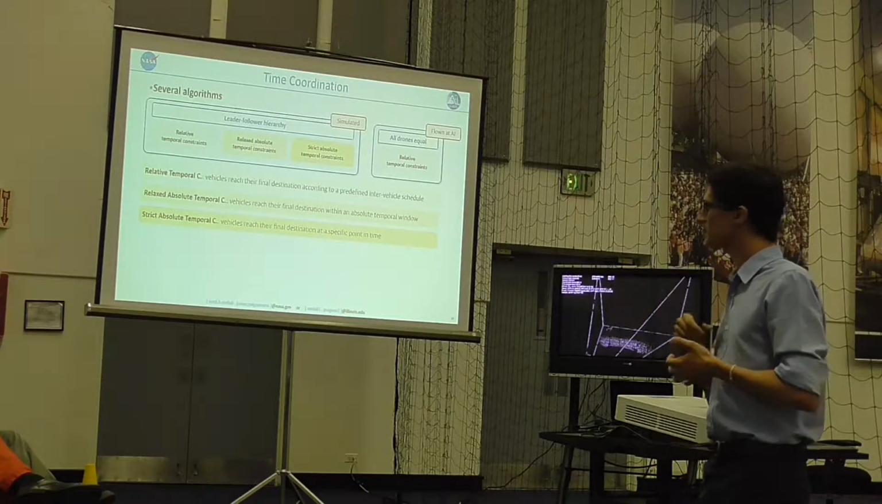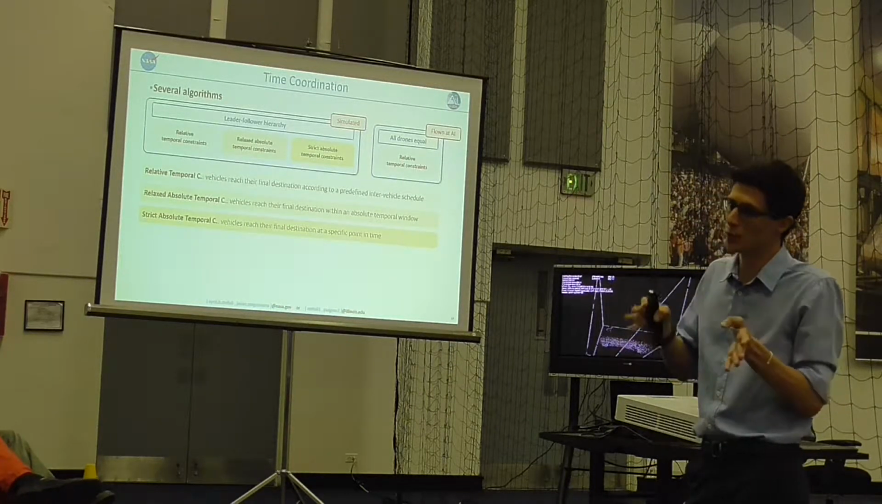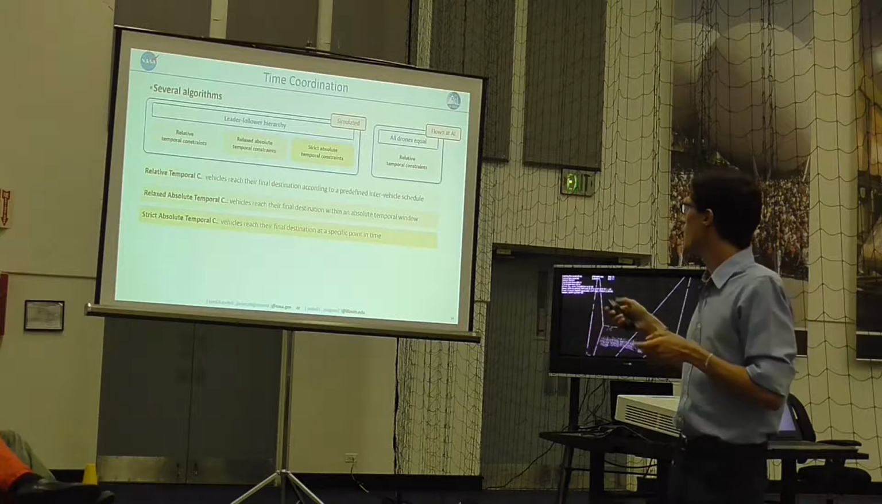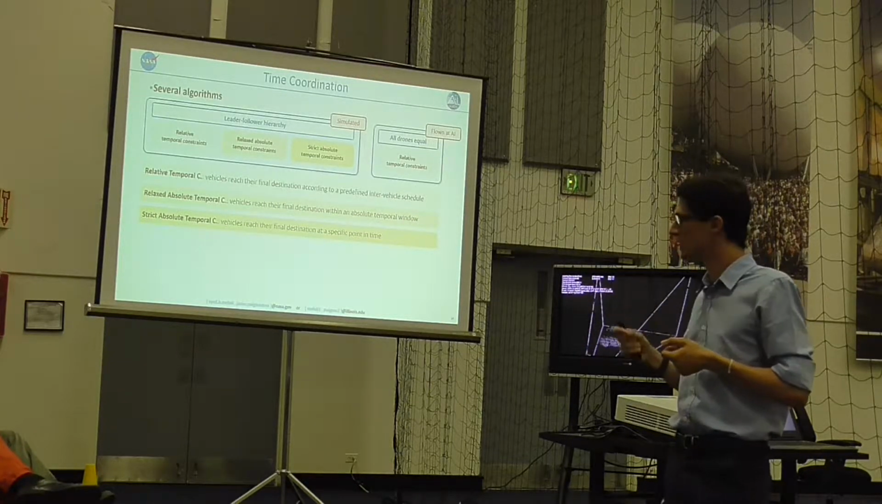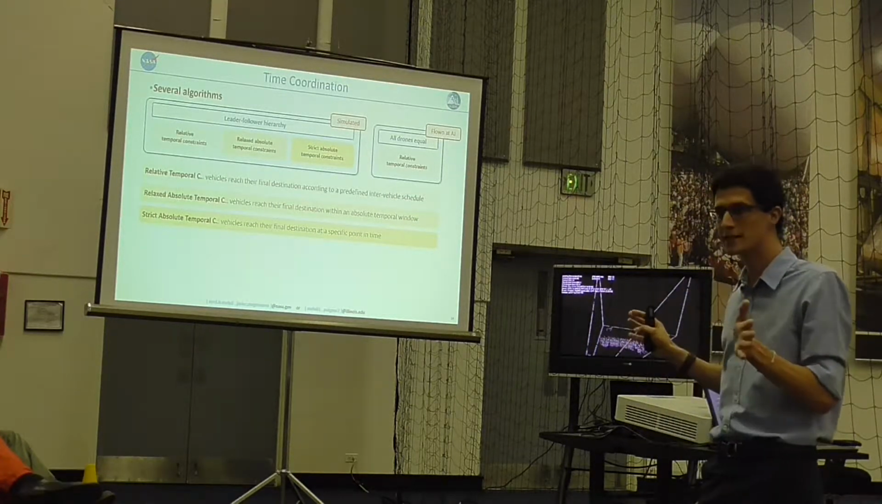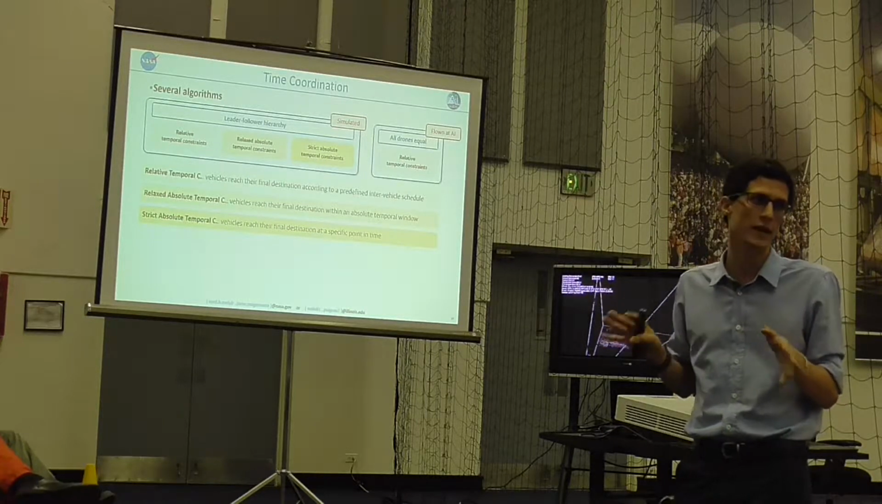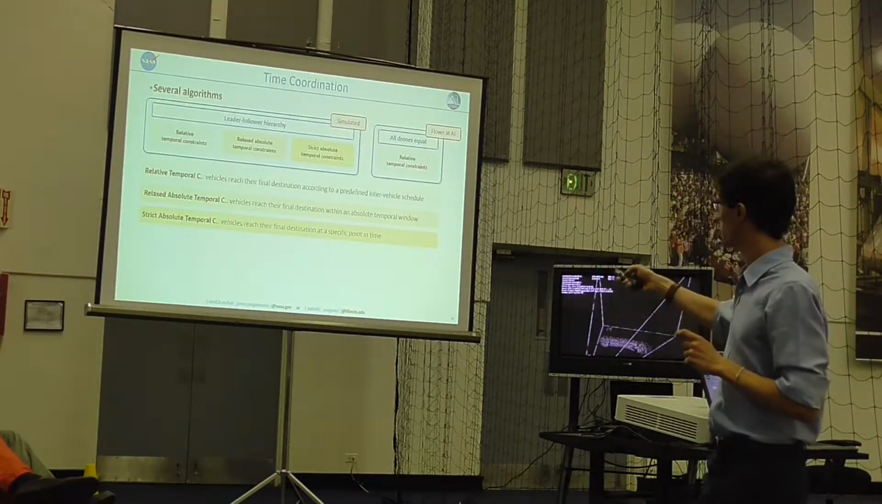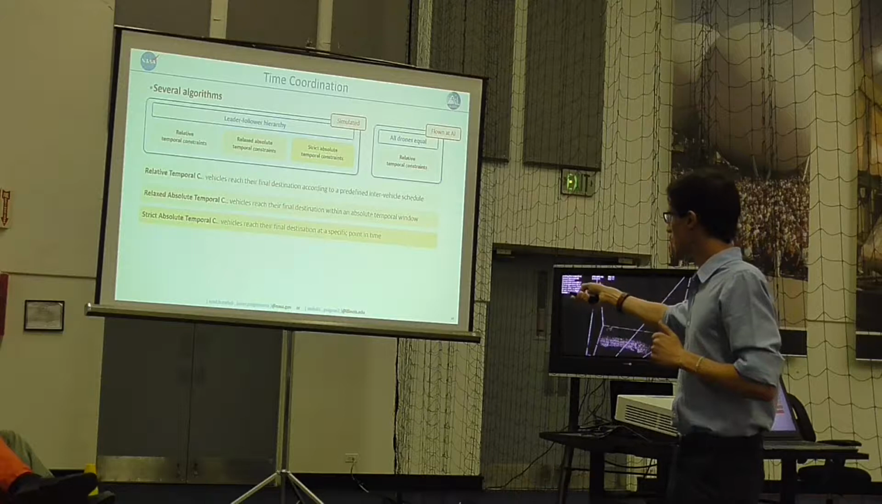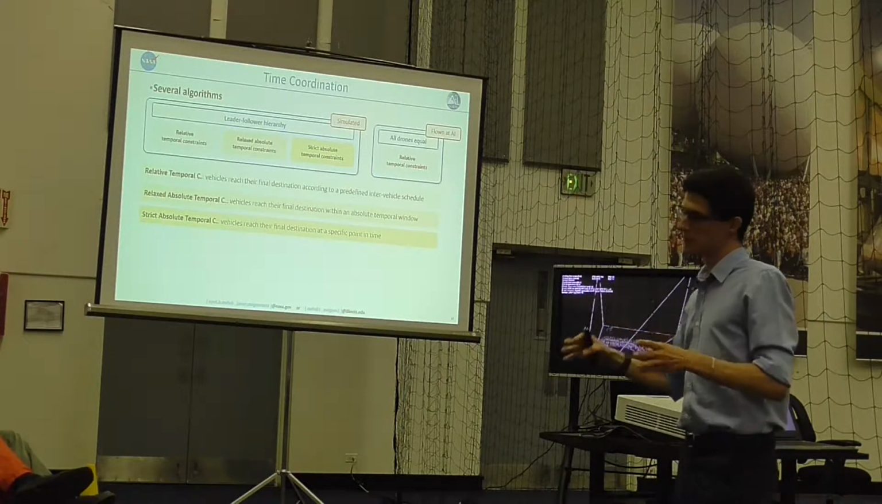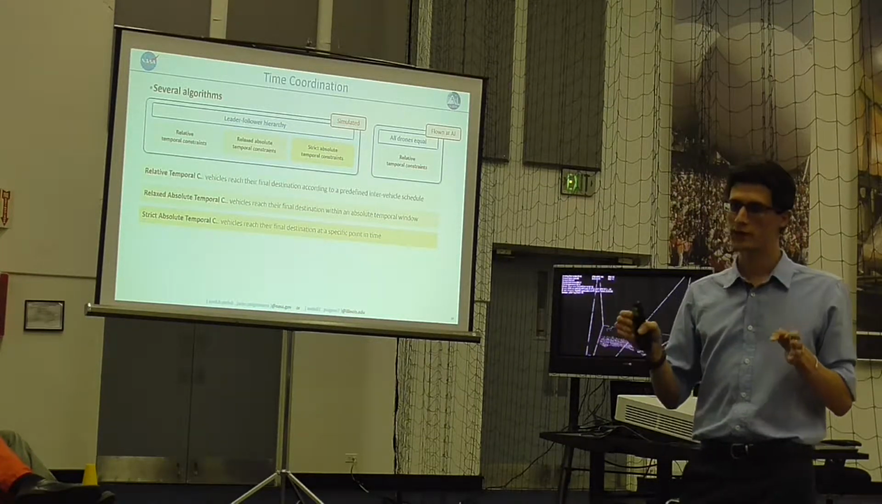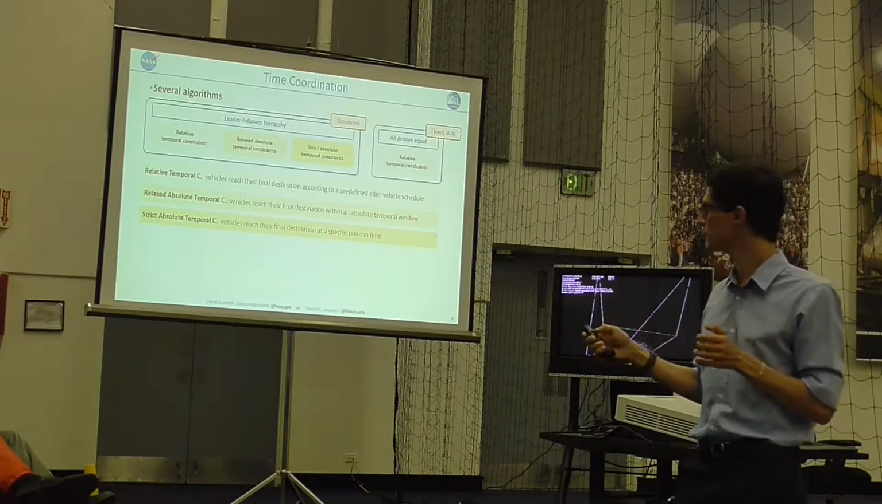Relative temporal constraints, that means the vehicles will arrive to their final destination according to a predefined inter-vehicle schedule. So as long as they arrive according to that schedule, it's okay. It doesn't really matter when they arrive. Then we have relaxed absolute temporal constraints. So the vehicles are tasked to arrive to their destinations within a temporal window.